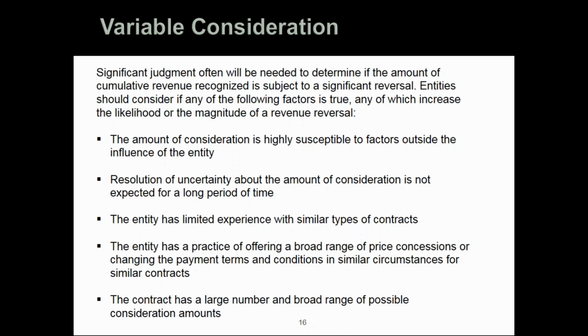If resolution of uncertainty about the amount of consideration isn't expected for a long period of time, it's going to be a while before we know whether we're going to be entitled to all of that revenue, then that's an indication that a reversal may be likely. If we've got limited experience, we're just not able to estimate the likelihood of achieving a performance target or the volume of ultimate sales that impacts variable pricing, for example. If we just don't have a track record, we're more likely to find ourselves in a position where we've got to delay revenue recognition because of the inherent uncertainties.